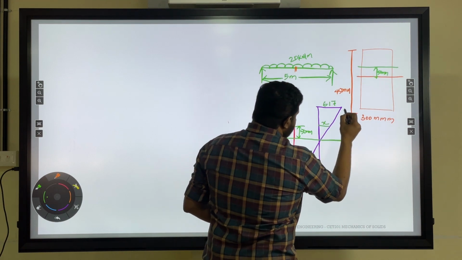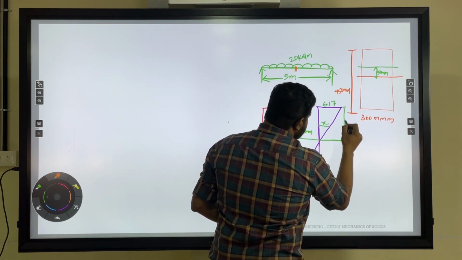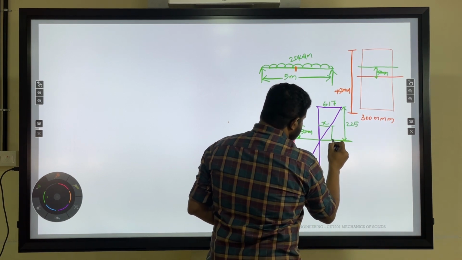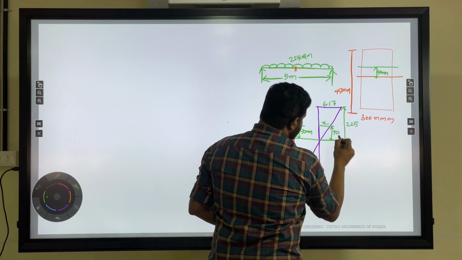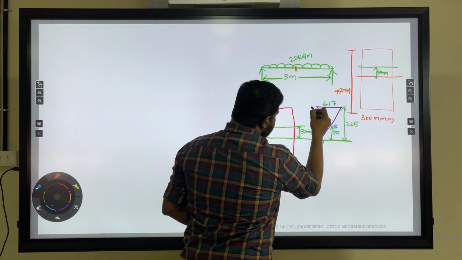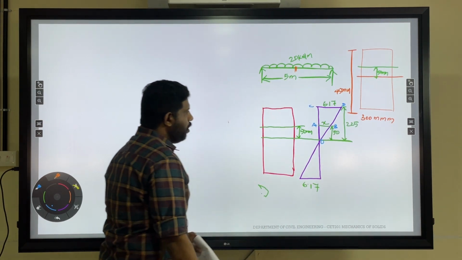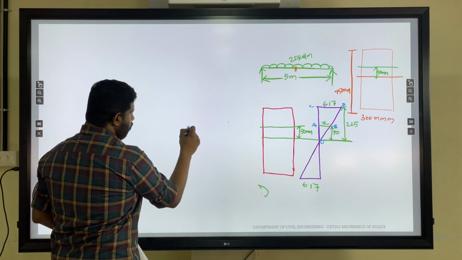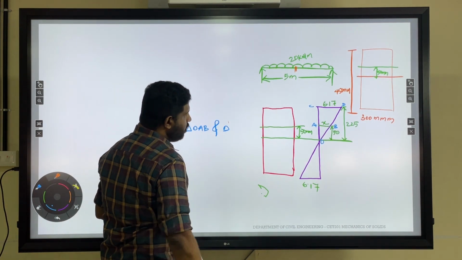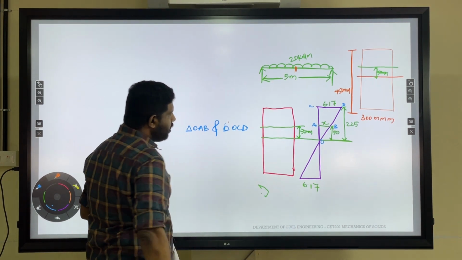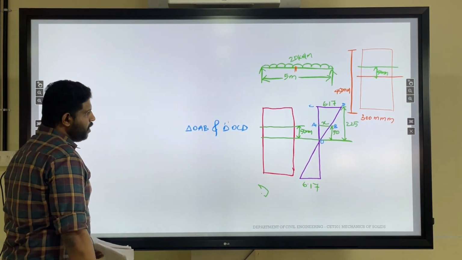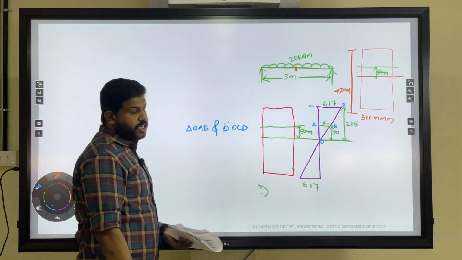This distance will be 225, half of 450, and this distance will be 50 mm as per the question, giving O here, A, B, C, D. Now you will be getting two triangles: one is OAB, another is triangle OCD. As we all know, these two triangles are similar, so the ratio of the sides will be proportional.